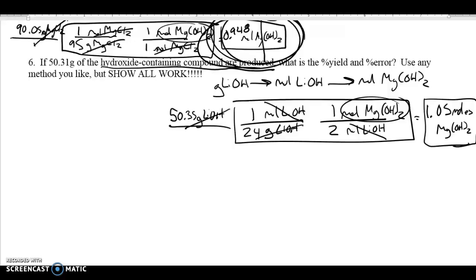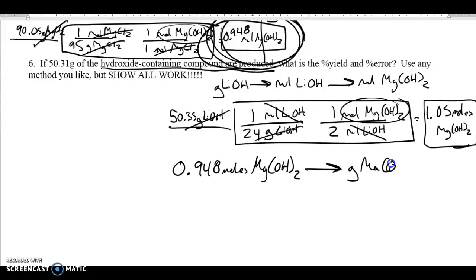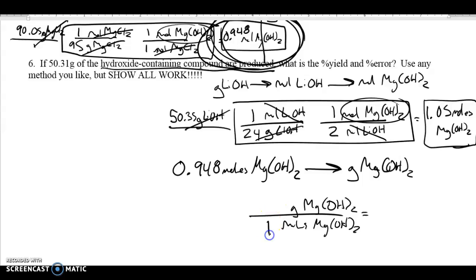So the question is percent and all that, percent yield. Well, you got to know how much actually gets made. So we need to take that 0.948 moles of magnesium hydroxide that actually get made and turn that into grams of magnesium hydroxide. So the bottom, moles of magnesium hydroxide. On top, grams of magnesium hydroxide. And then we're going to put 1 mole of this stuff equals, that's 17 times 2 is 34, plus 24 is 58 grams of magnesium hydroxide.